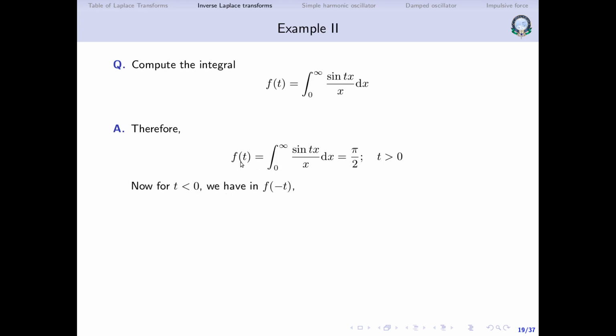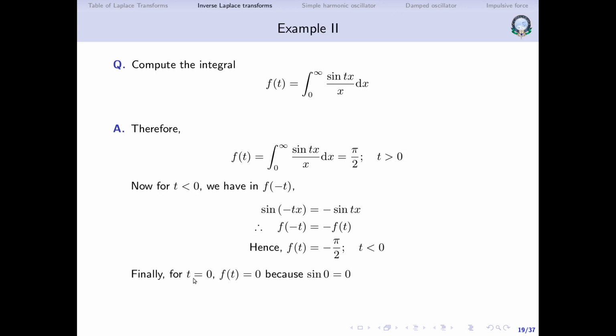If I take f of minus t, then what will happen? Sine of minus tx will be equal to minus sine tx, right? Because sine is an odd function. Sine is an odd function, so if you replace the argument with its negative counterpart, that makes the function negative. So sine of minus tx is minus sine tx. This gives us f of minus t equal to minus f of t. So for positive values of t, if you got pi by 2, then for negative values of t, you should get minus pi by 2.